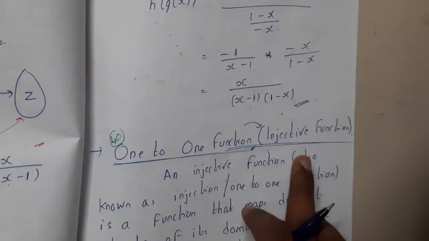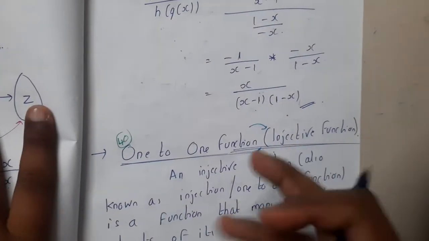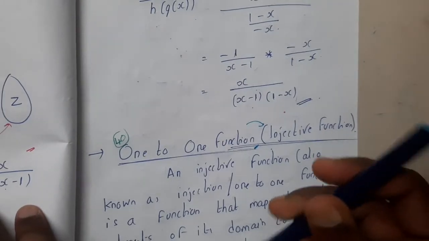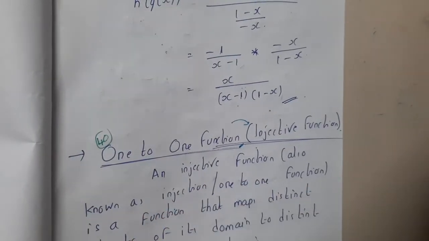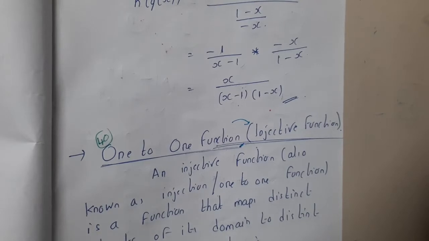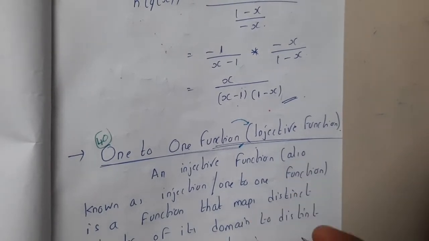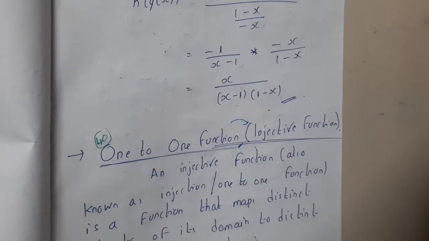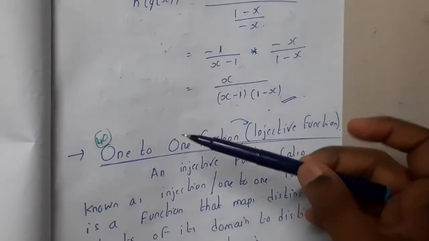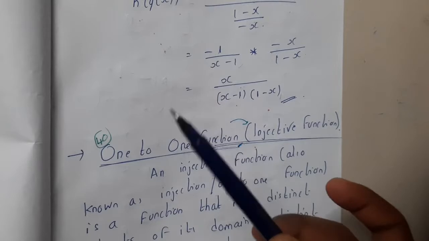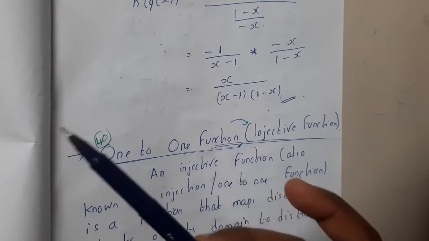Now let us go to the definition and let me explain the word injection. Basically, injective. What is a similar word? It is injection, right? A similar word, just for remembering. So it is somewhat similar to injection. What is the concept of an injection? A particular injection will be given to only a single person.